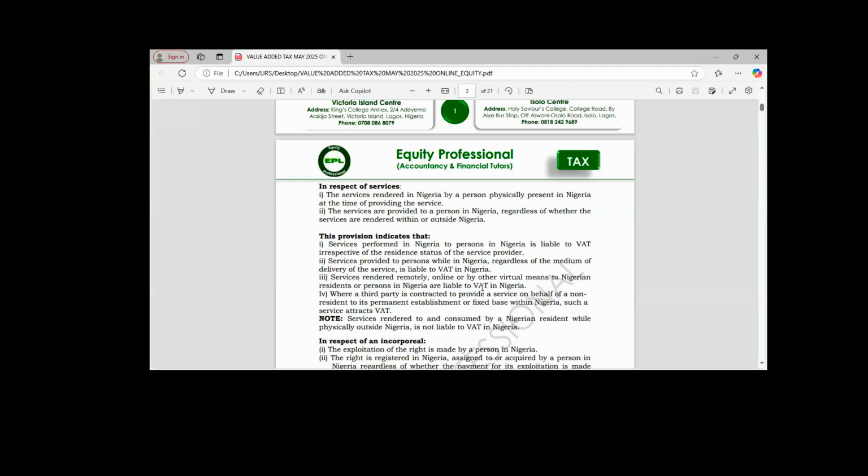So basically, service rendered and consumed by a Nigerian resident while physically outside Nigeria is not liable to tax. So note that the fact that I'm a resident of Nigeria, where I am not present in Nigeria at the time I'm enjoying that service, will not be liable to value added tax. Why? Because I am not present physically in Nigeria. So the service will not be liable to value added tax.